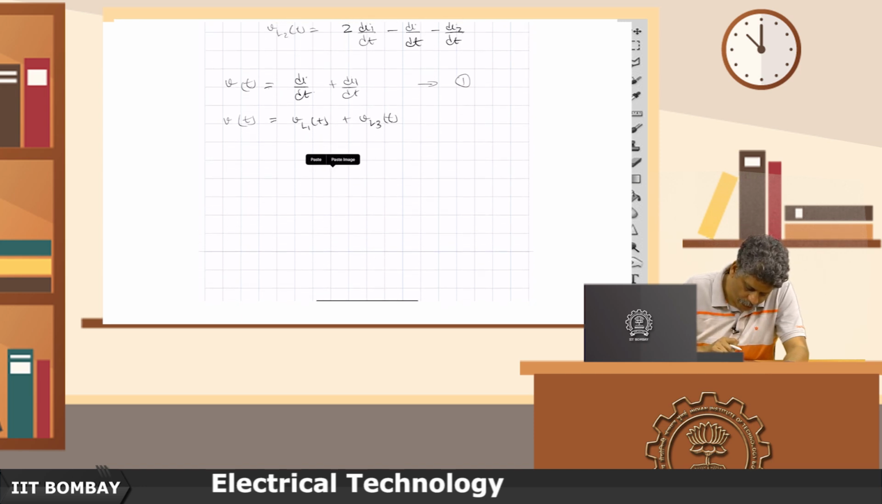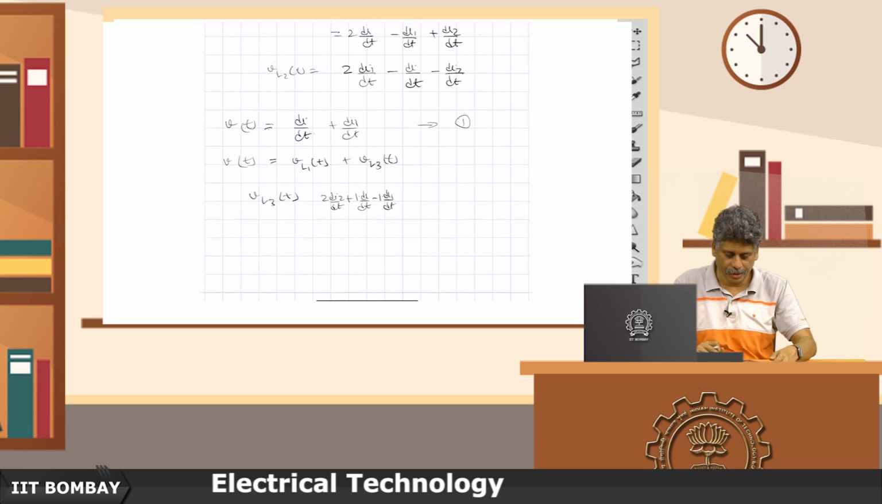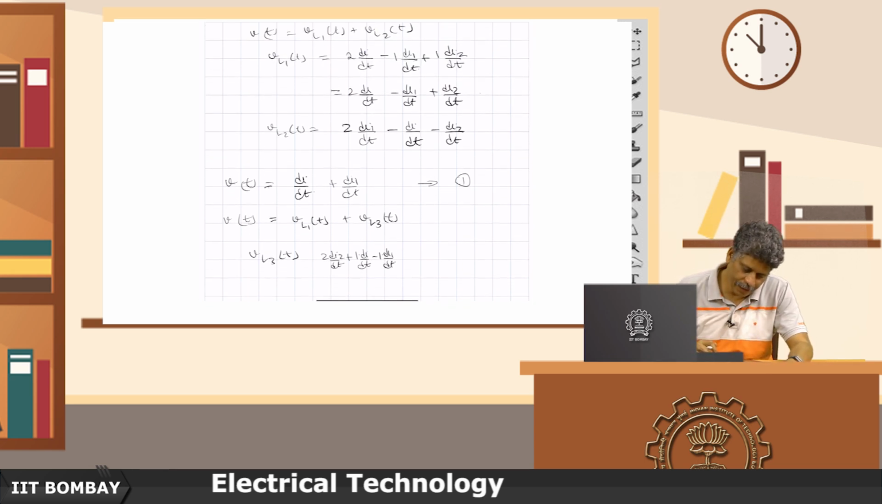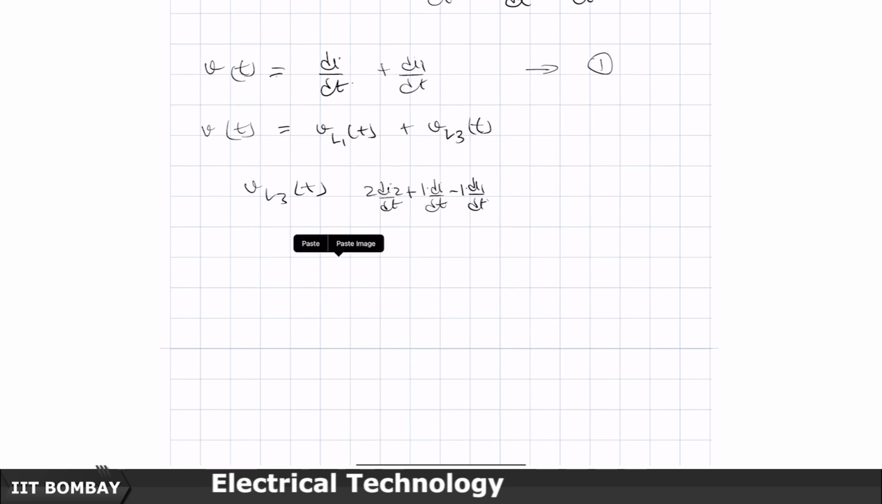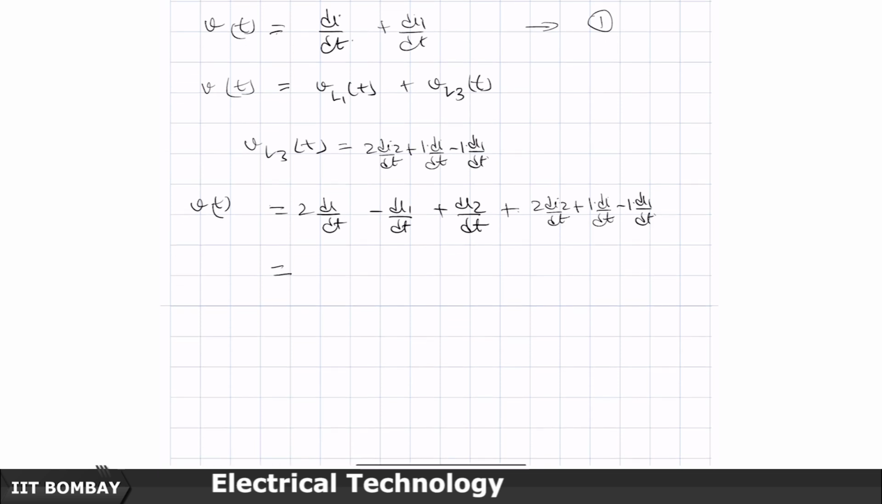And what we have got now is the equation for VL3 of t. So, therefore, now we can write VL1, so we can substitute for VL1, this is the substitution for VL1, plus the substitution for VL3, and if you add them together, let us see what we get.